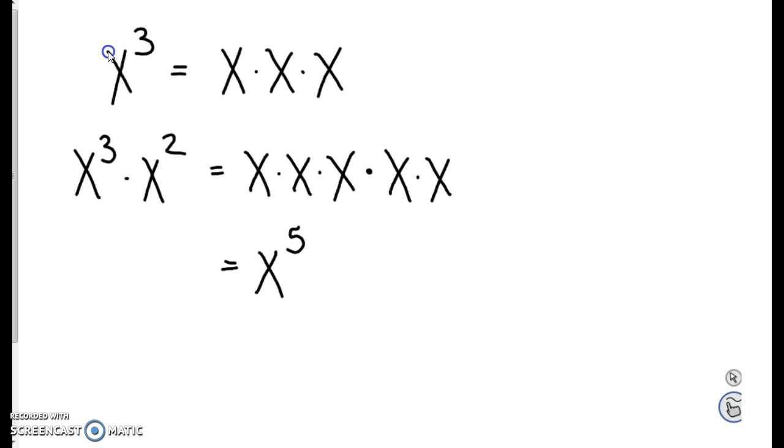If I look at the relationship between my two exponents, x to the power of 3 times x to the power of 2, I can see that using the product of powers rule, I'm adding my two exponents. So if I have the same base, in this case x to the power of 3 and x to the power of 2, I add those two exponents together to get x to the power of 5.